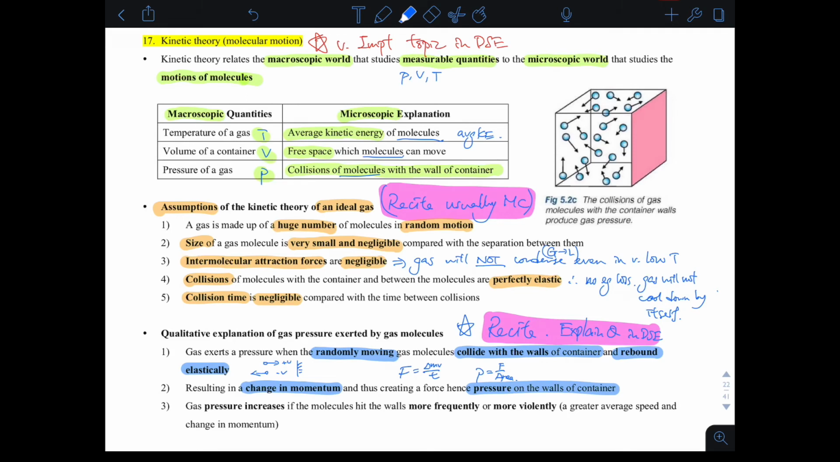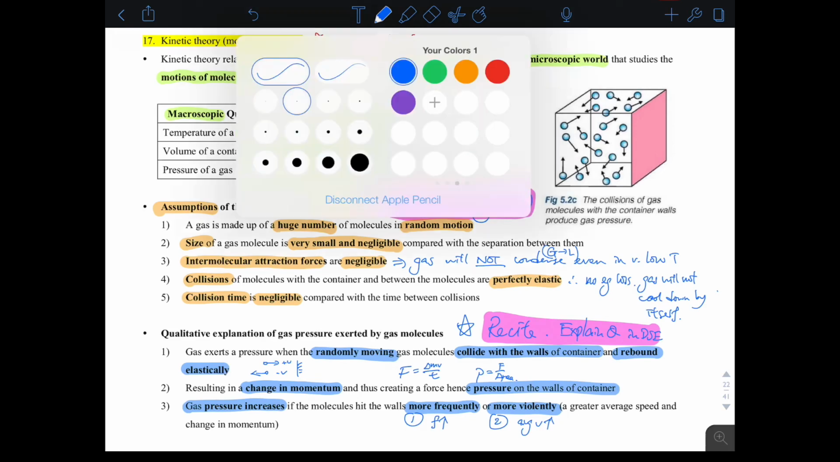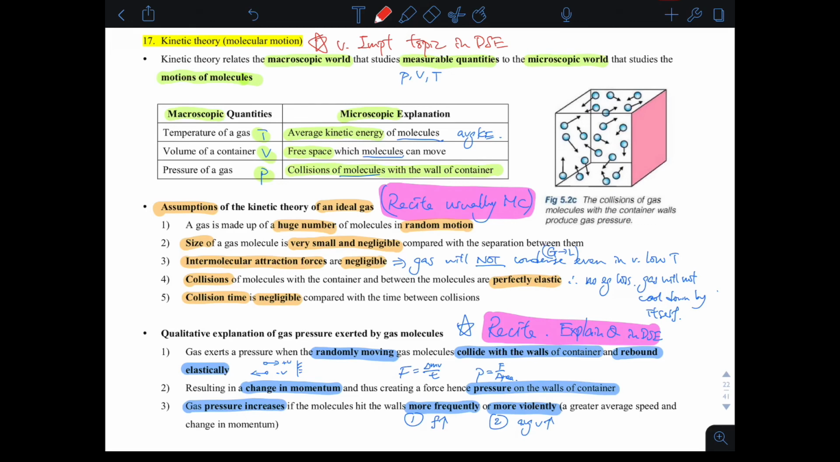At the end, the question may further ask you to explain why pressure increases. Then we may further explain: the gas pressure will increase if the molecules are doing two things. Firstly, they may be colliding more frequently. This is the first reason of greater pressure: the frequency increases. Or the frequency is the same, but they are hitting more violently. That means the average speed is greater. It is moving faster, so if a faster molecule is hitting the wall, obviously it is generating more force and then more pressure. So this is how we have to use those exact wordings to explain.